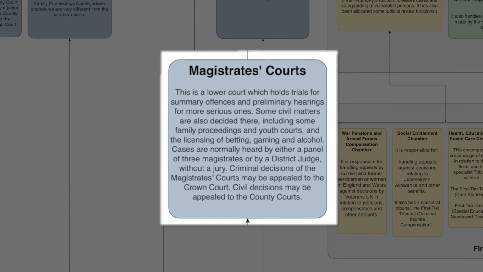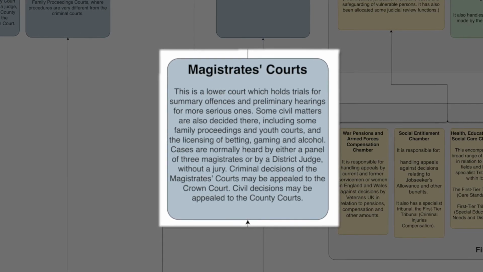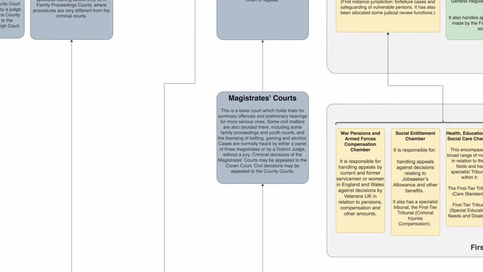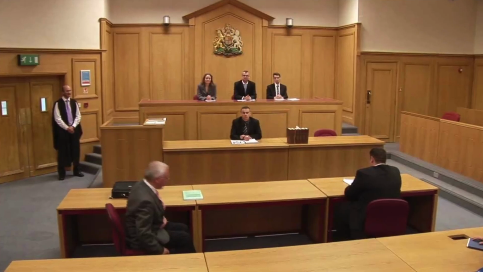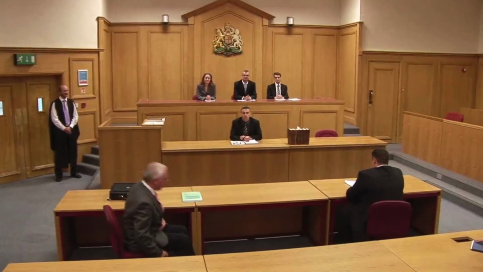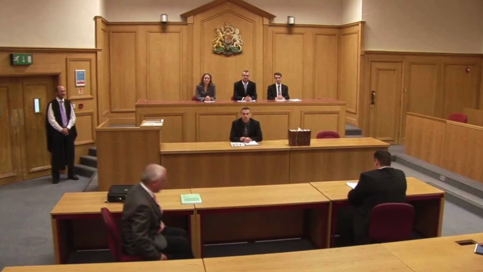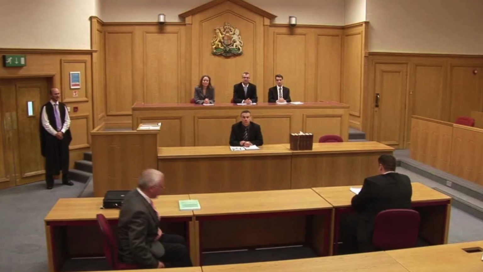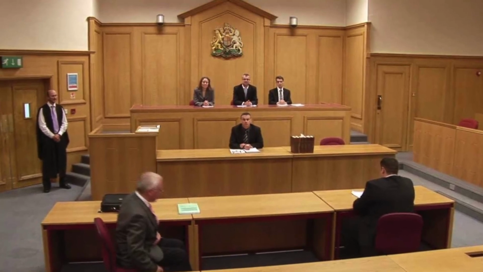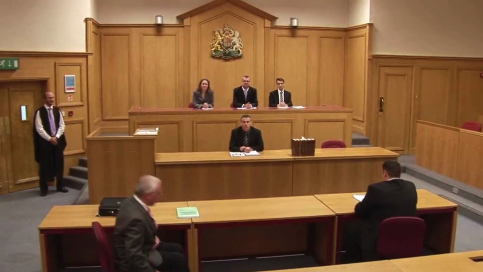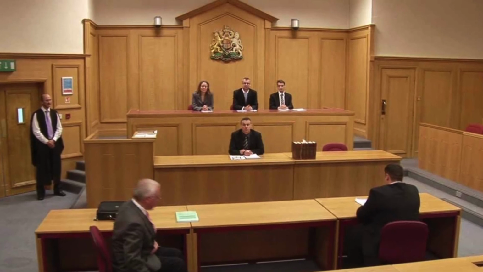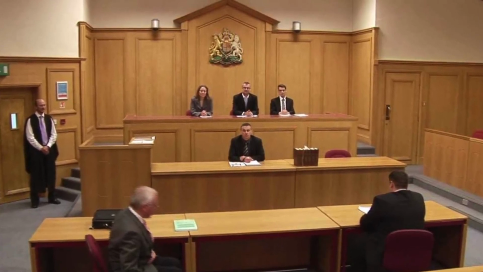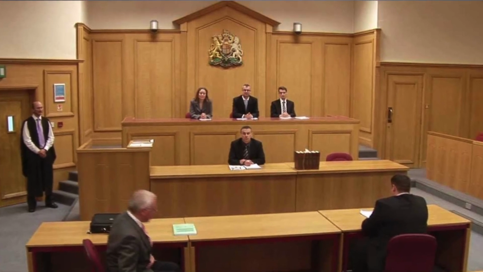In England and Wales, a magistrates' court is a lower court which holds trials for summary offences and preliminary hearings for more serious ones. Some civil matters are also decided there, including some family proceedings and youth courts, and licensing, betting, gaming and alcohol matters. The cases are normally heard by either a panel of 3 magistrates or by a district judge without a jury.